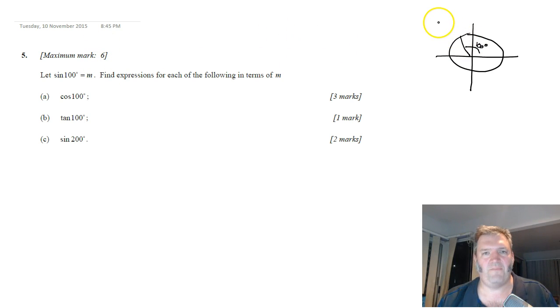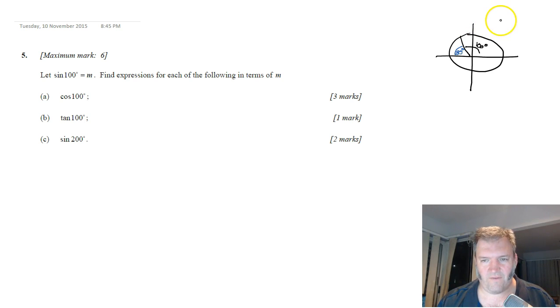I go to my best friend in maths, the unit circle. Go to your best friend in maths, you can't fail. So there's the 100 degrees. What does that leave me with as the other angle left over here? That would be 80 degrees. Okay, and what's the other thing we need to label on this?